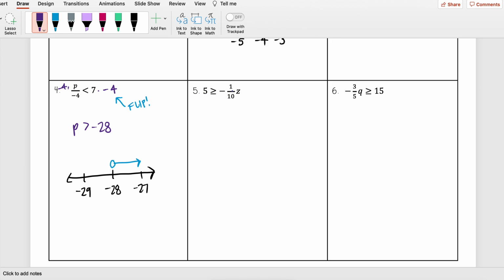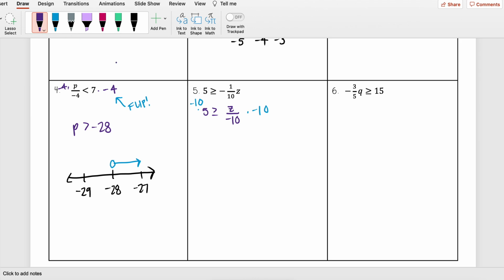Okay, number 5, I have 5 is greater than or equal to negative 1/10 times z. So this looks slightly different than number 4, but they really are saying the same thing. This is really the same thing as z over negative 10. Both of those expressions are equivalent to each other. So to get z by itself, I'm going to multiply both sides by negative 10.